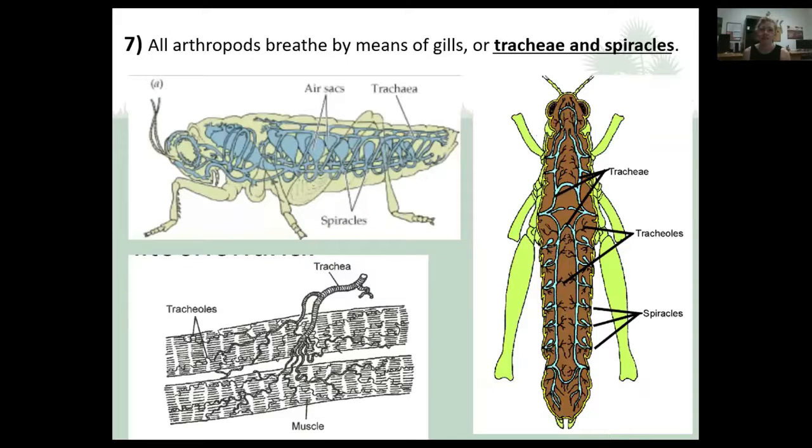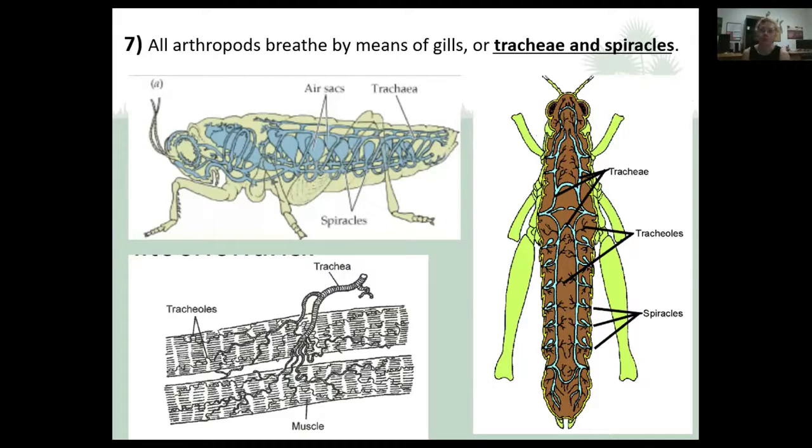The final general defining characteristic of all arthropods is that their respiratory system is made up of gills or trachea and spiracles. Of course, the gills are only seen in organisms with aquatic life stages. So they're not going to be in a grasshopper. They have trachea and spiracles.